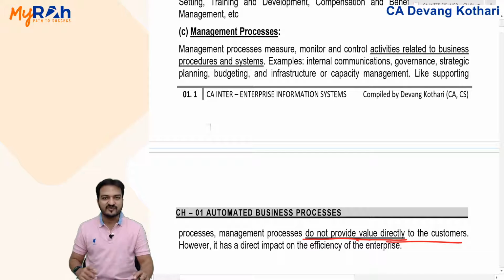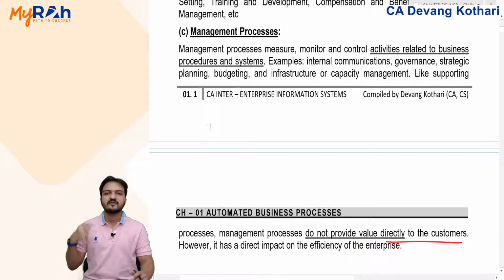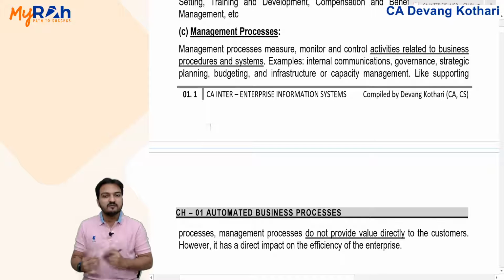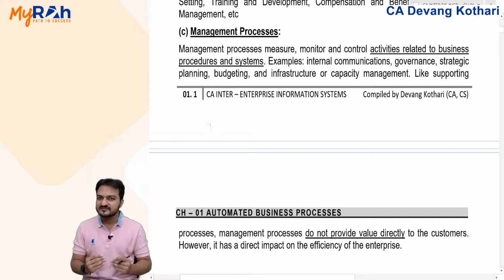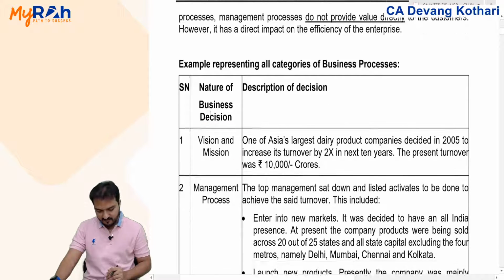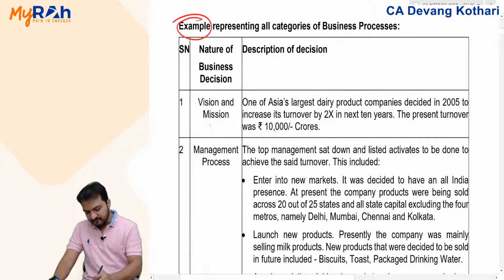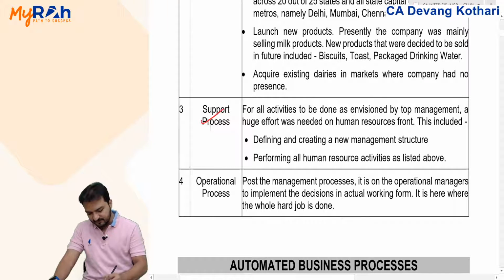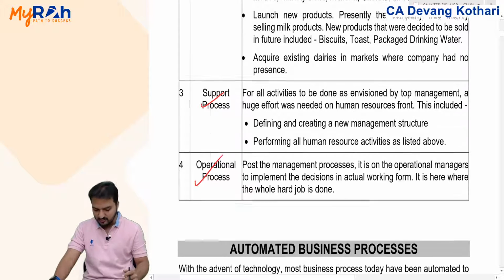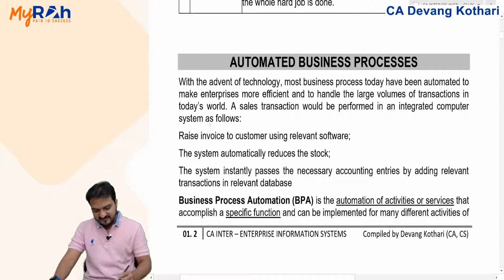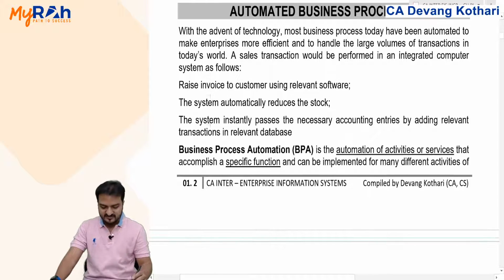Anyways, this is how you can classify the different business processes. Business processes means activities done in your business. Further, you have been given certain examples of management process, support process, operational process, vision, mission and all that you can read. Next is automated business processes, where we learnt about what is business process automation.